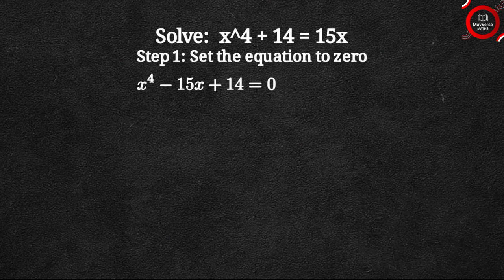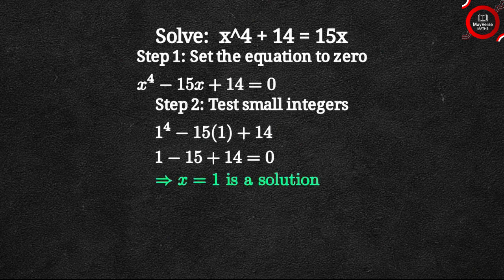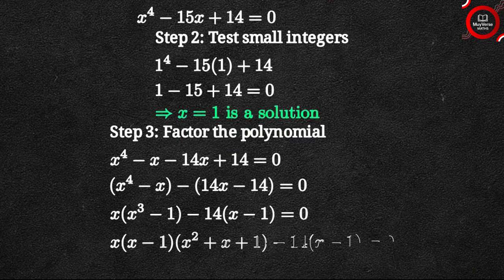Step 2. Test small integers. Try x equals 1 first. Substitute 1 into the equation. Step 3. Since x equals 1 is a solution, x minus 1 is a factor. We now factor by grouping. Now factor out x minus 1 from the entire expression.